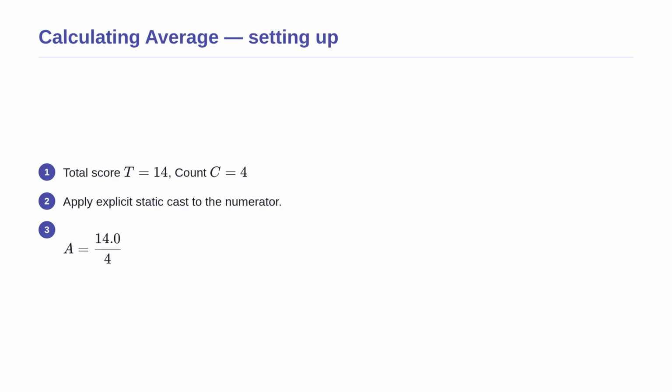Let us see this with a concrete example. Suppose a student has a total score of 14 points across 4 assignments. We want to find the exact decimal average. If we simply divide the integer 14 by the integer 4, the computer gives us 3 instead of 3.5. To fix this, we explicitly cast the total score, 14, into a floating point number using the static cast approach. This forces the computer to treat the top number as the decimal 14.0, setting up our equation correctly.